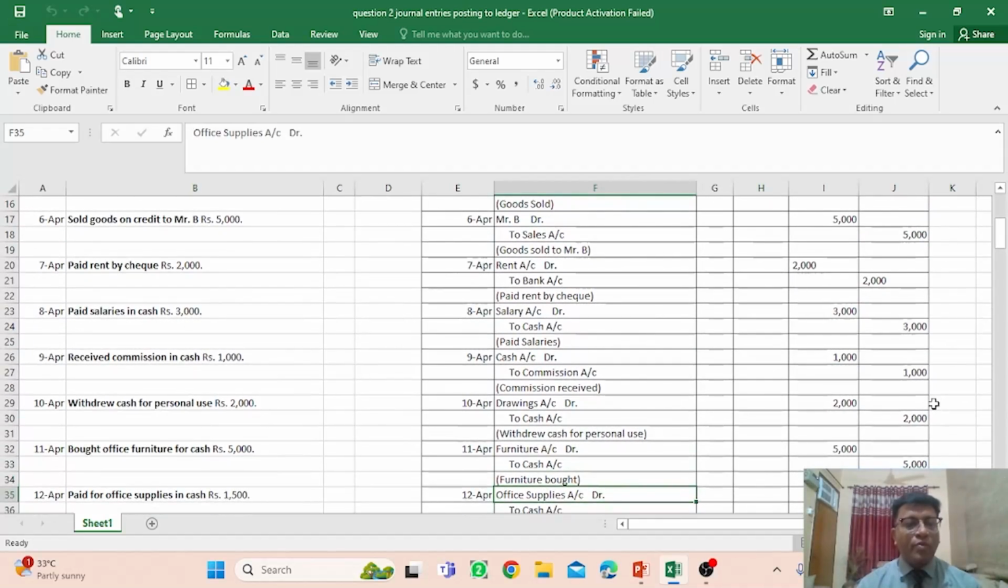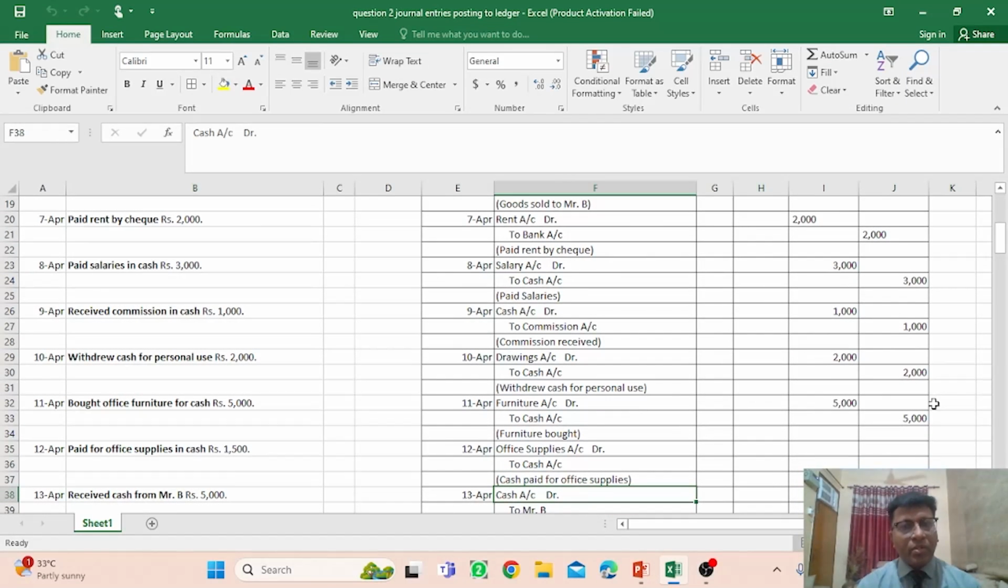And when it comes to withdrawing cash for personal use, it is known as drawing, so drawing account debit to cash account. And bought office furniture, that is the next transaction for cash, so you have to debit the furniture account, and the cash account would be credited over there. And paid for office supplies, because you are buying some material for the office, for example stationery. So if some office supplies are there, as an expense you are also debiting this particular transaction, and you have to mention this account, and by mistake it was left out over here.